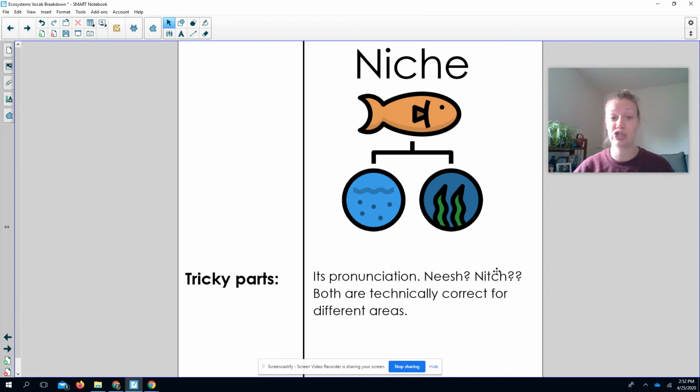However, the Americanized version of it is niche, and at this point, both are considered proper and technically correct, but you need to be able to identify that if someone says niche, this is what they're talking about. Or if you hear someone say niche, this is what they're talking about.